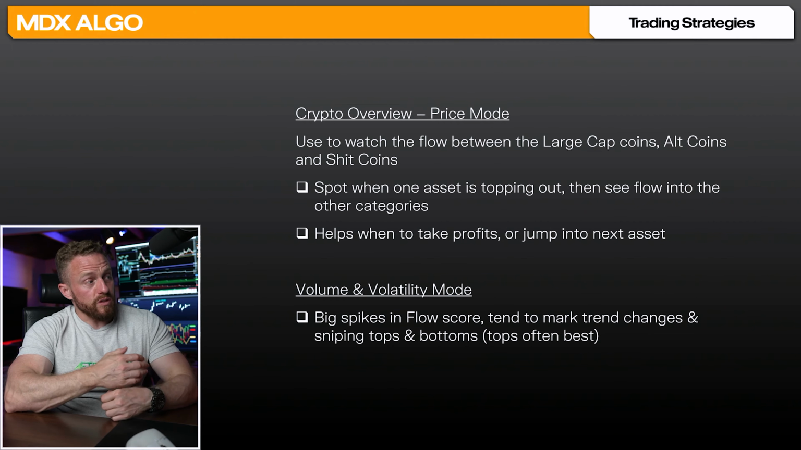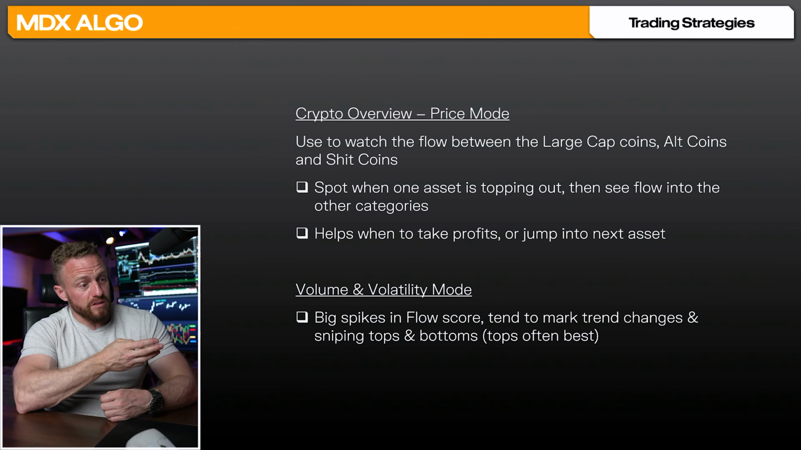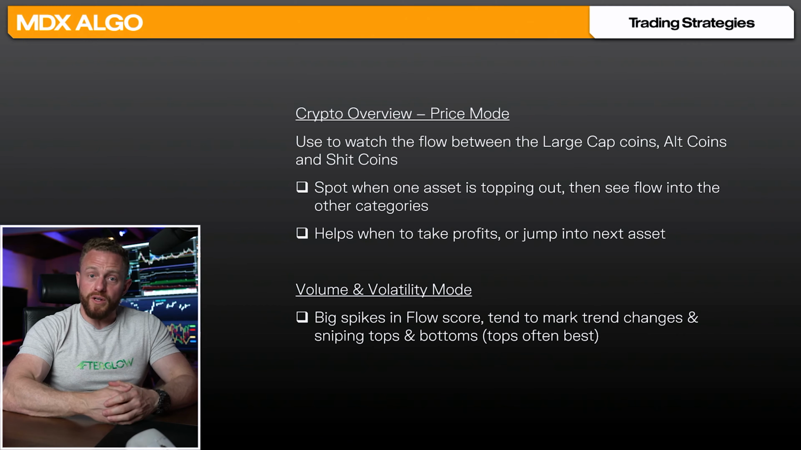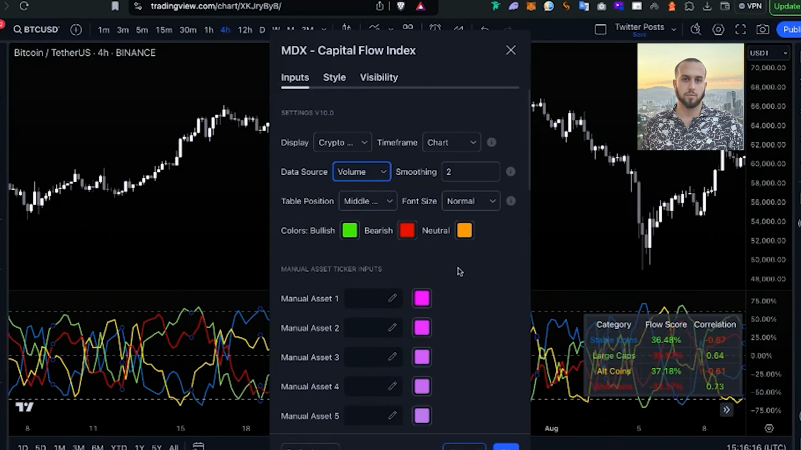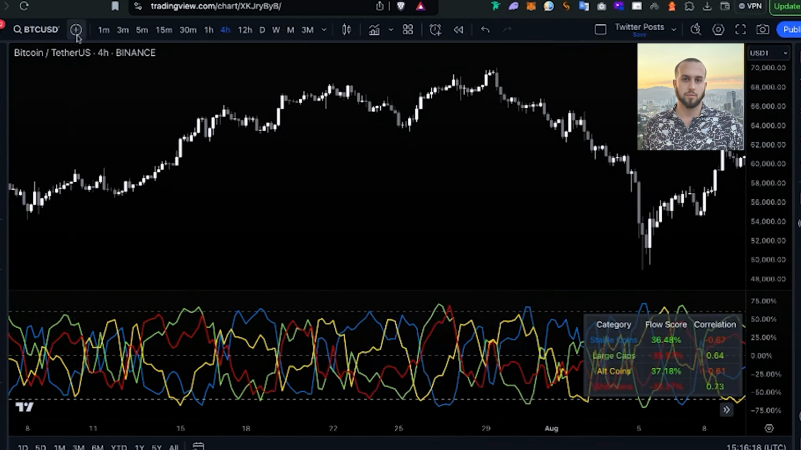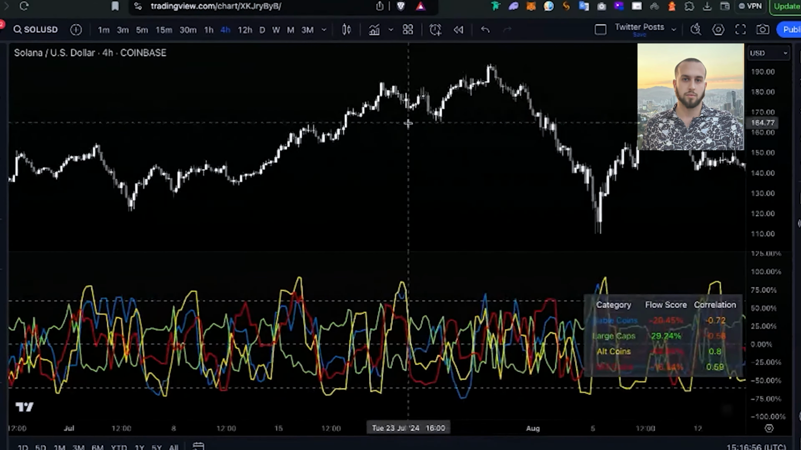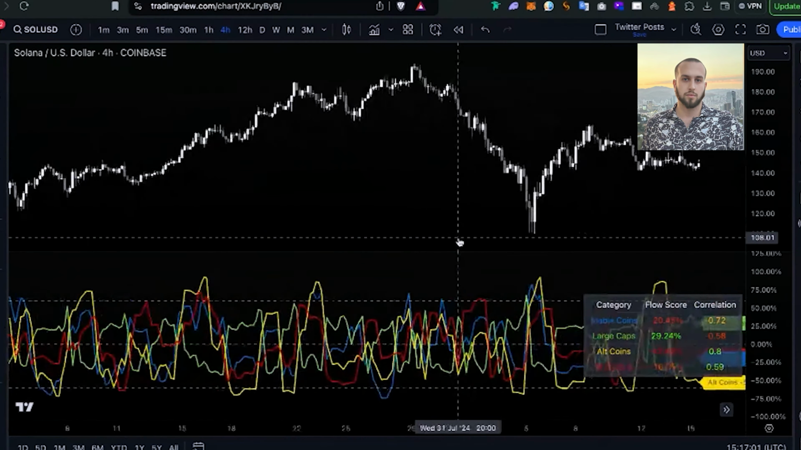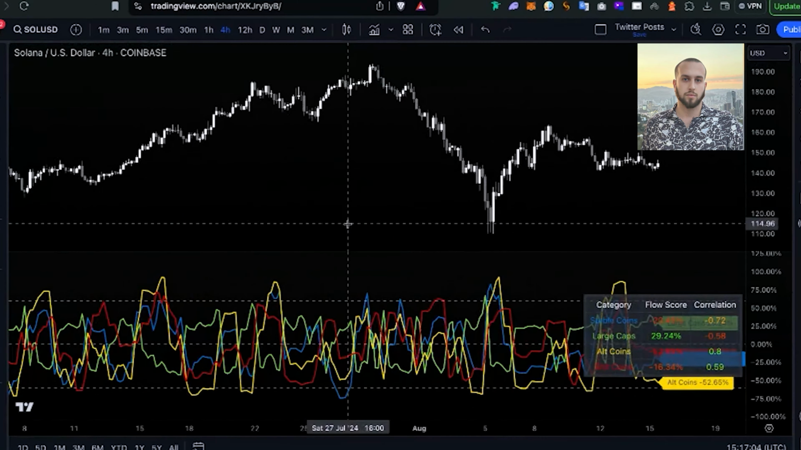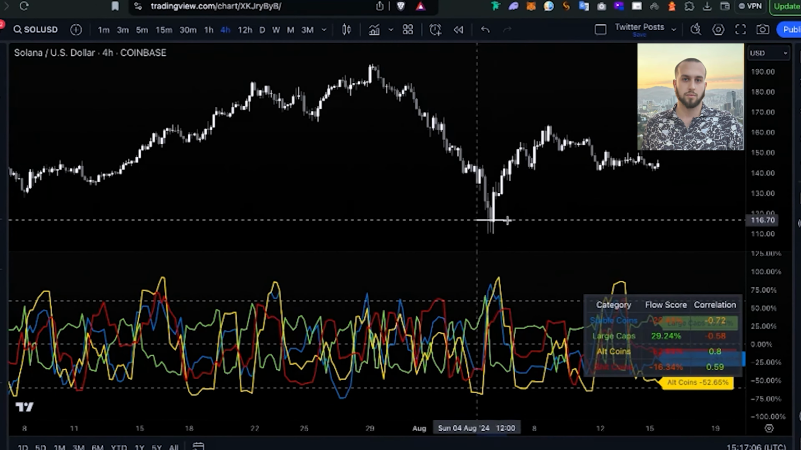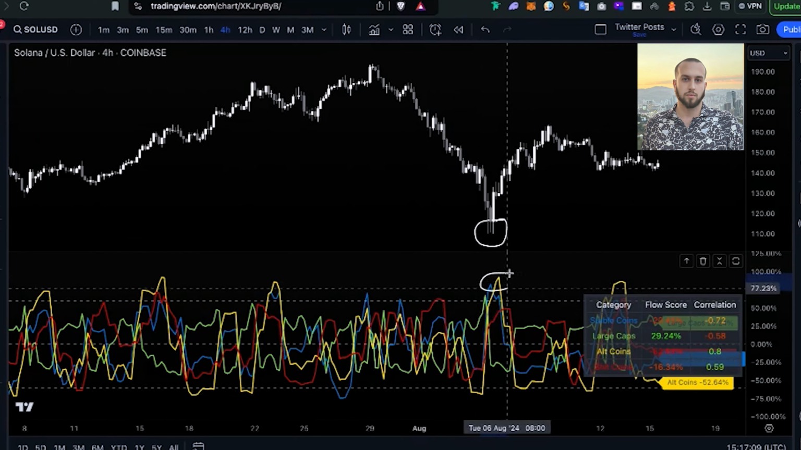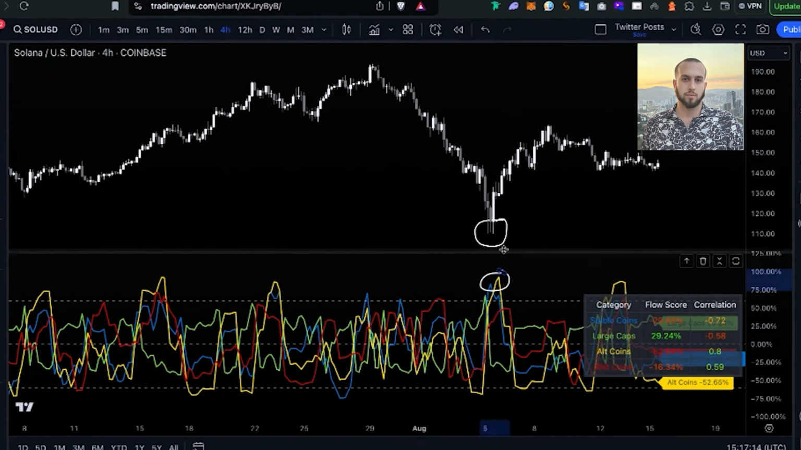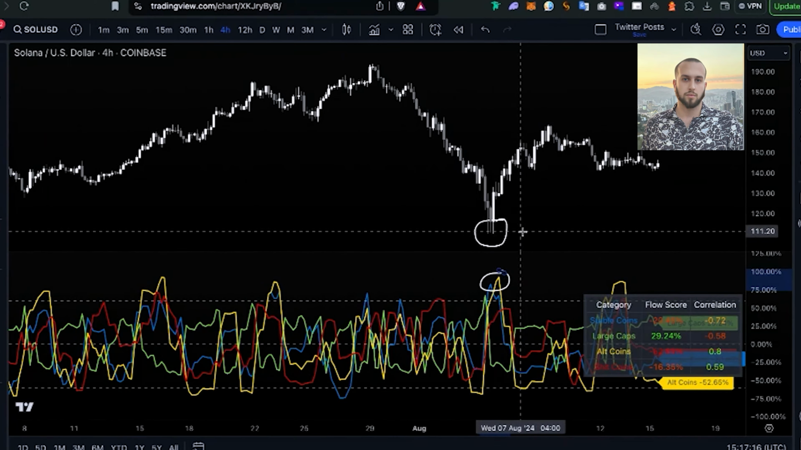Will also shows how to use the volume and volatility modes, where big spikes in that flow score tend to mark trend changes. Volume and volatility is really interesting as well. Let me go back to something like Solana. You can kind of see what's happening volatility wise. Generally speaking, I just go for the highest imprint on here. So for instance, if I'm using Solana, clearly this is the highest volatility event, right? And you can see that yellow and blue are spiking. So that's what I kind of like to use as my general gist of things.